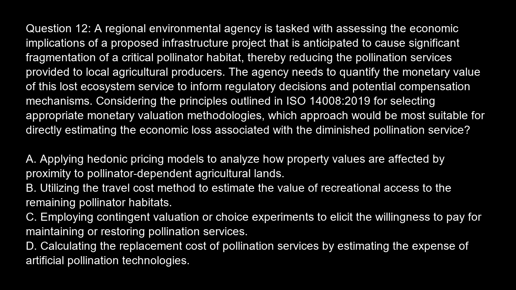Option A. Applying hedonic pricing models to analyze how property values are affected by proximity to pollinator-dependent agricultural lands. Option B. Utilizing the travel cost method to estimate the value of recreational access to the remaining pollinator habitats. Option C. Employing contingent valuation or choice experiments to elicit the willingness to pay for maintaining or restoring pollination services. Option D. Calculating the replacement cost of pollination services by estimating the expense of artificial pollination technologies.